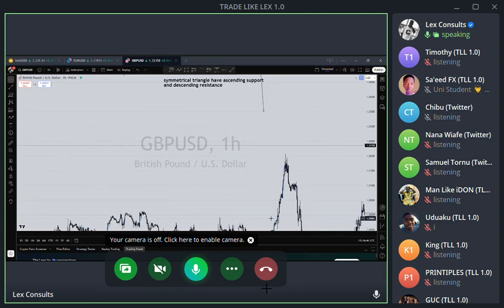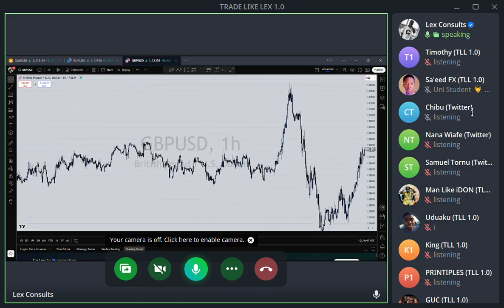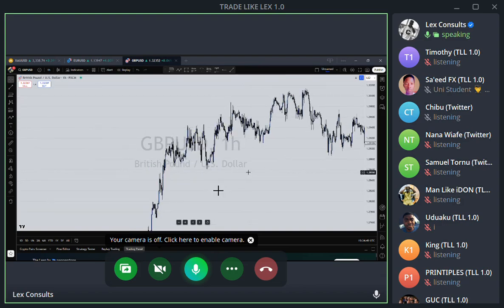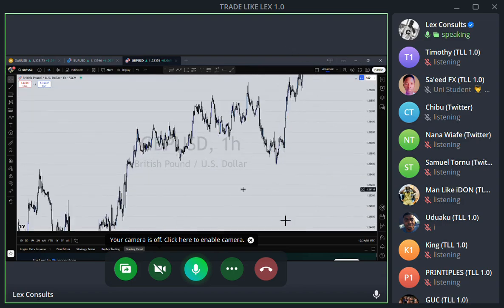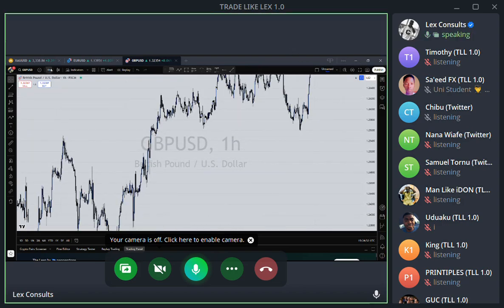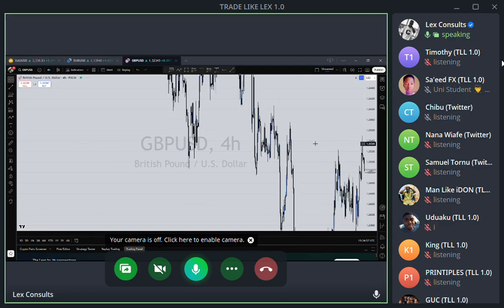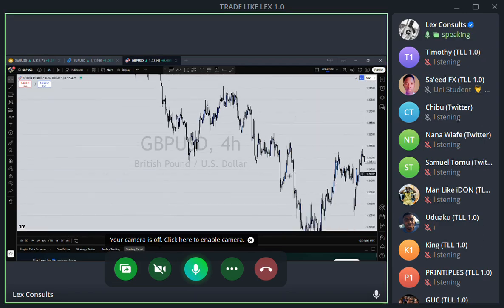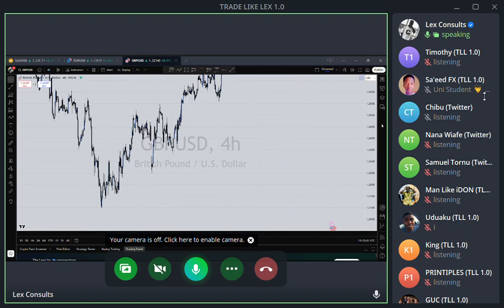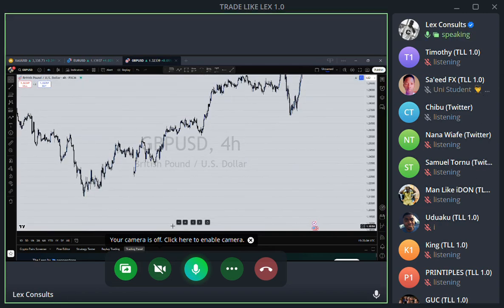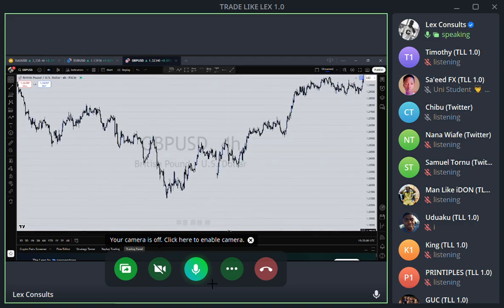So let's just take one example because of time. Ascending support, descending resistance. If you go to, let's say, 4 hours, we'll definitely see something there, because this pattern is a broad pattern. It's not like, okay, something like this.